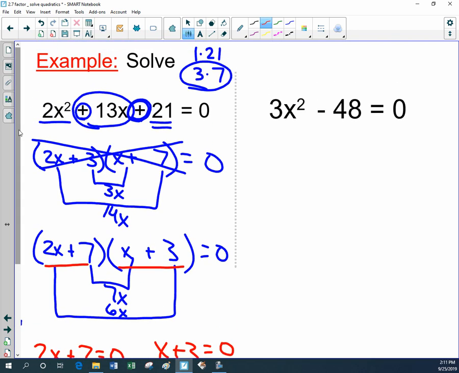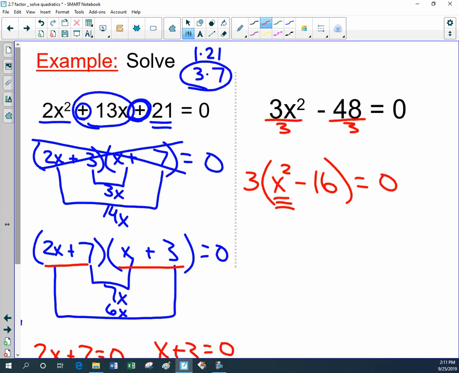Okay, the next example, we have 3x squared minus 48. So first look for the greatest common factor. These two have a common factor of 3. So I'm going to factor out a 3. If I factor 3 out of 3x squared, that would leave me with 1x squared. Factor 3 out of negative 48, that would be negative 16. Okay, x squared minus 16. This is our special case. This is the difference of perfect squares.